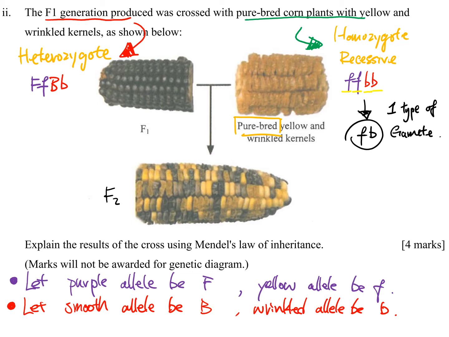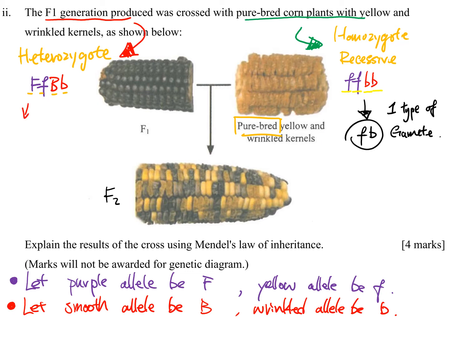And then let's take a look at the heterozygotes. For the heterozygotes, it is going to have a genotype of big F, small f, big B, small b, heterozygous for both characters. And then for the gametes formed from these heterozygotes, there are actually 4 types of gametes. Let me draw it out one by one for you.